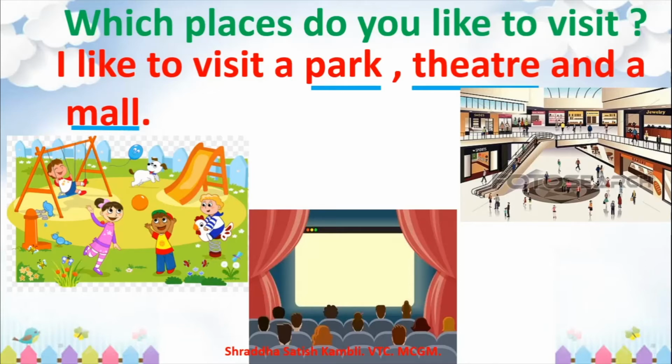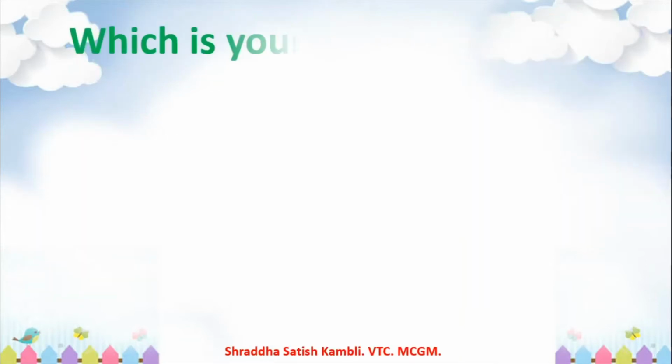So, see, these are all names of places. So, park, theater, mall, these are all names of places. And all these names of places are also naming words. So, names of people are also naming words, and names of places are also naming words. Okay, so we got some more naming words added to our list today. Let us move on and see the next question, children.